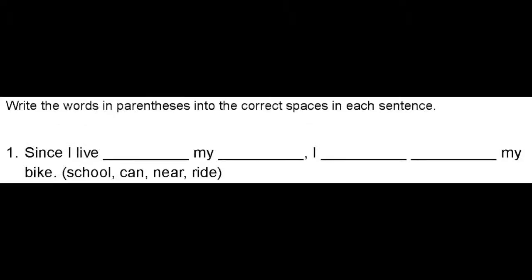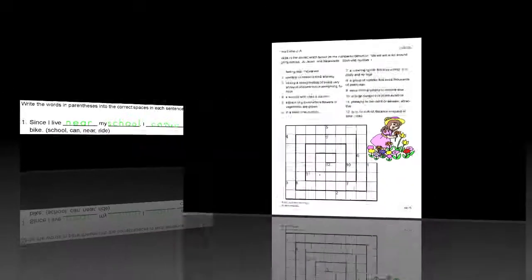Here, the student will write the words in the parentheses into the correct spaces in each sentence. Let's look at number 1, for example. Since I live blank my blank, I blank blank my bike. So, we look at the words given in parentheses and form a complete sentence by neatly writing the words in the correct blanks. Since I live near my school, I can ride my bike.